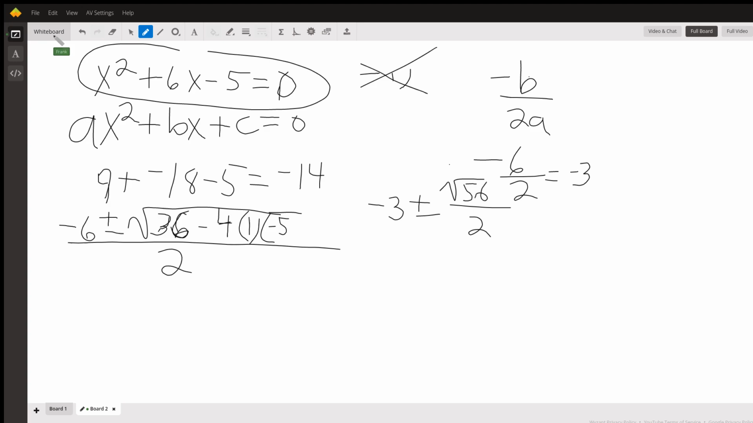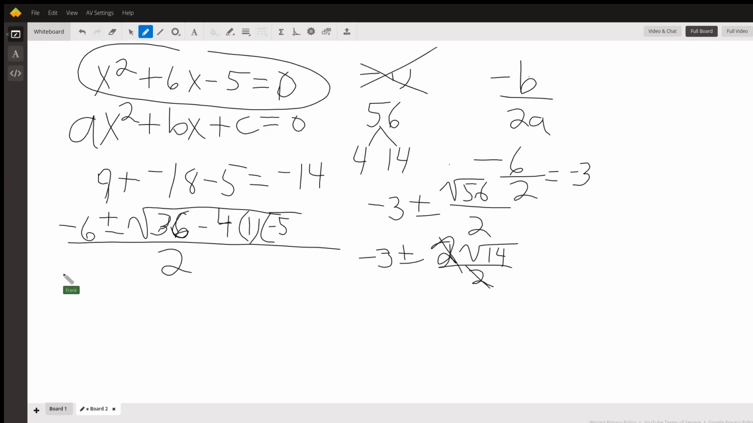And I can break 56. I can get a perfect square factor there. 4 times 14. So this is really negative 3, and the square root of 4 is 2, and I'm taking it out of that square root. So it's negative 3 plus or minus 2 square root of 14 over 2, which the 2's just cancel. So it's negative 3 plus or minus square root of 14.